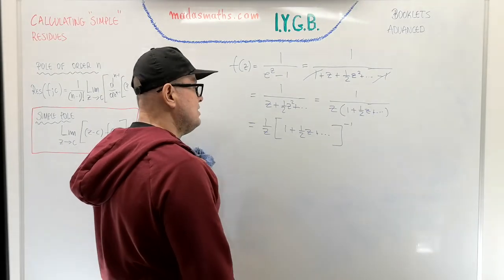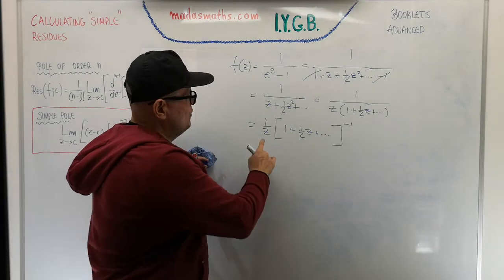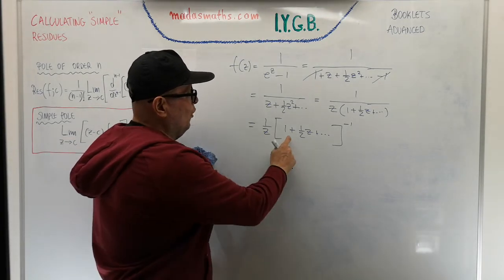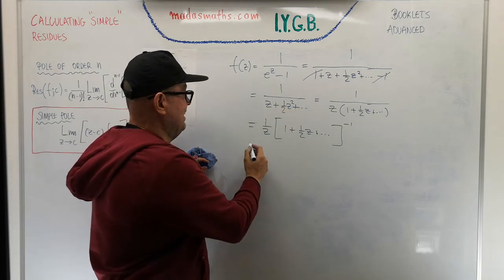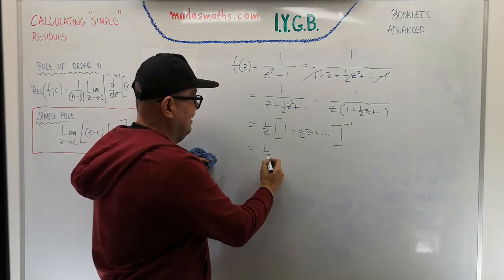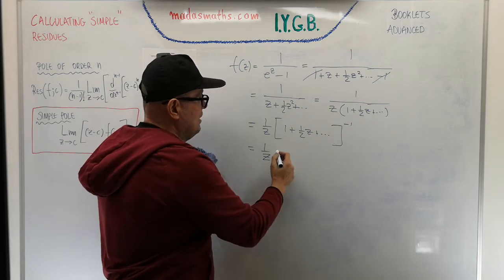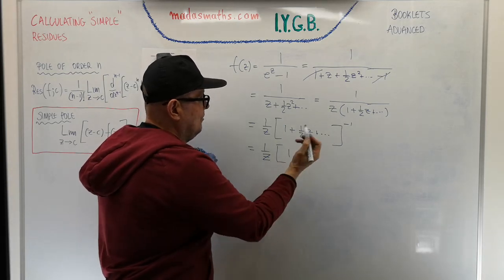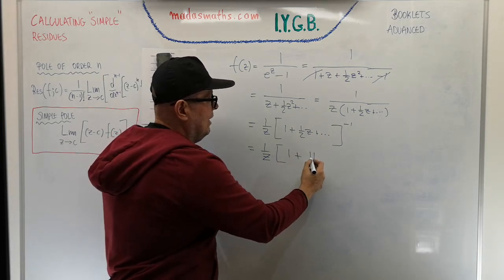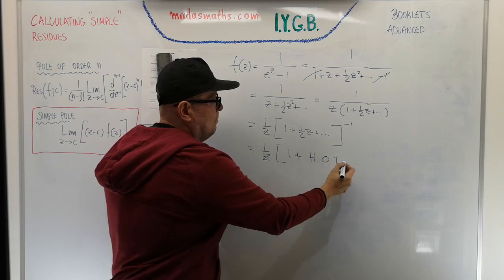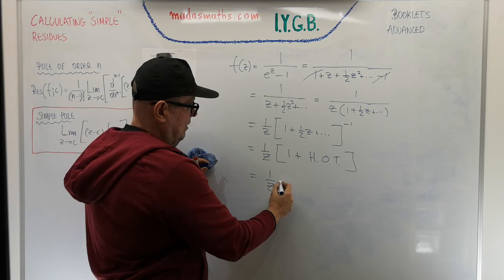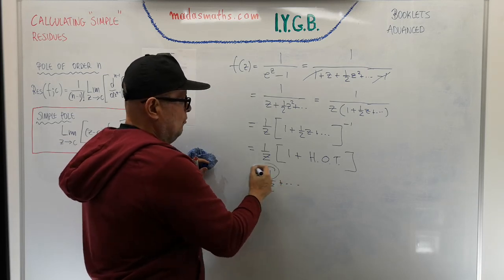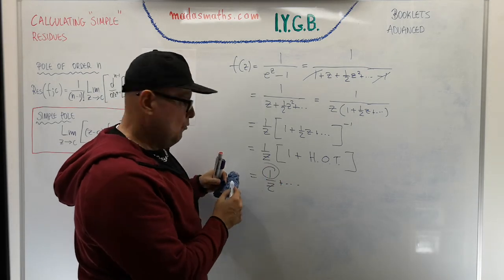And remember, the residue is the coefficient of 1 over z, so in fact all I want is just a constant out of this binomial expansion. I'm not interested in anything else, so it's 1 over z, and this expansion will start with 1, so I can write 1 plus higher order terms, and therefore my residue of course is 1 as before. Okay, the coefficient of 1 over z.